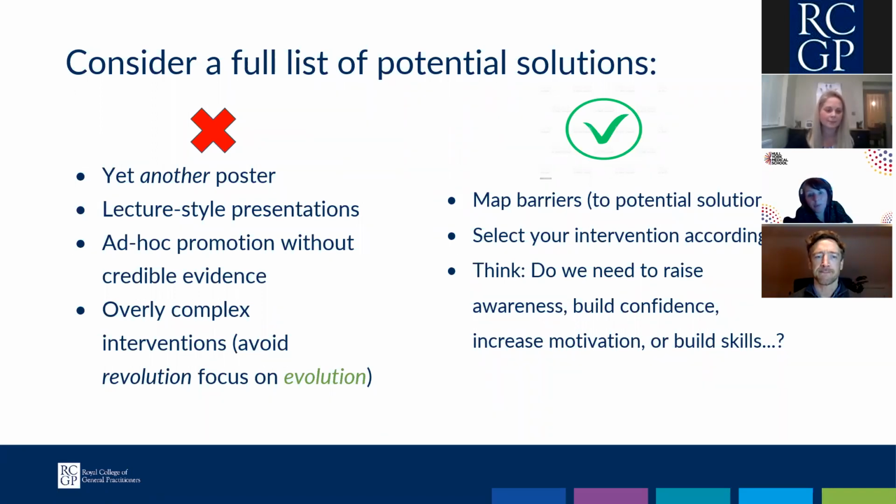And overly complex interventions where you try and throw the kitchen sink at a problem before really paring down what is the smallest thing we can try to understand whether it's effective. So what we want you to do is just to try and talk to people about what might work. Map the barriers to potential solutions.